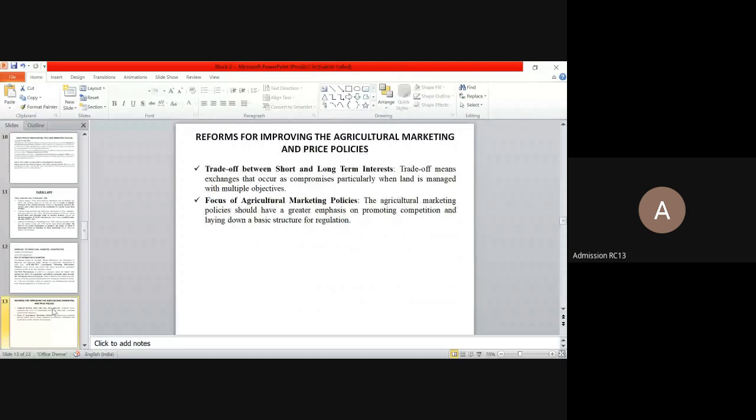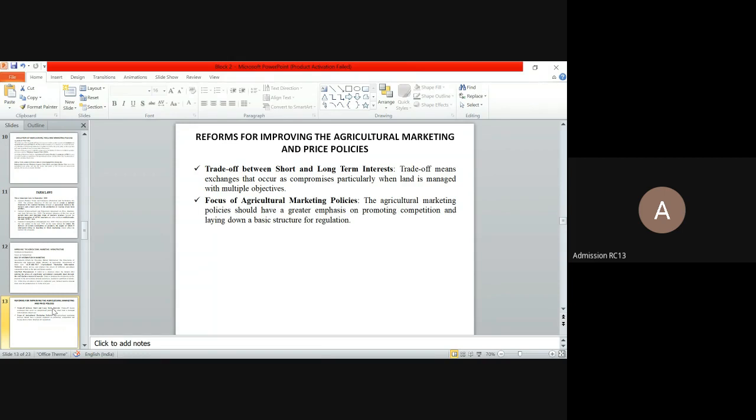Next is reforms for improving agricultural marketing and pricing policies. Two things are there. One is the trade-off between short and long-term interest. So you should go with a combination of exchanges happening in both short-term as well as long-term. Short-term you have to manage, long-term objectives you also need to manage. In the first session we discussed short-term and long-term objectives of diversification. How can the trade be increased? In the same way, that is one of the reforms.